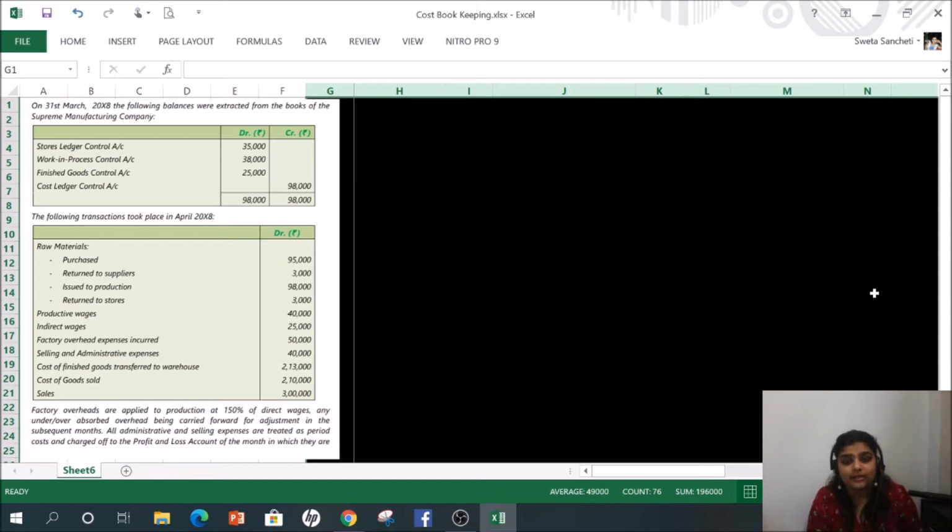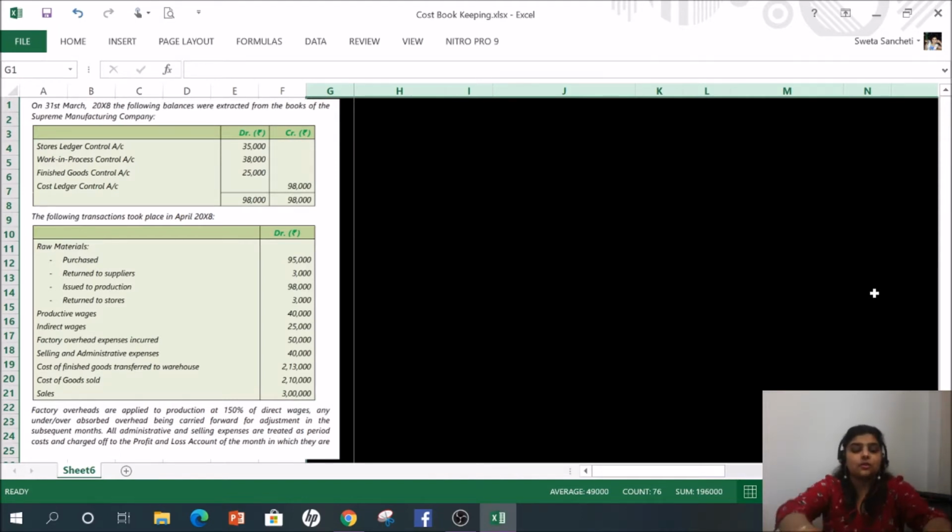What do we mean by this? That means absorption का concept यहाँ नहीं आएगा. Whatever is the actual cost, same will be shifted to the next ledger and charged off to the profit and loss account for the month in which they are incurred.